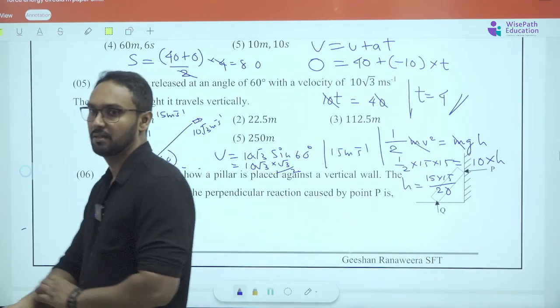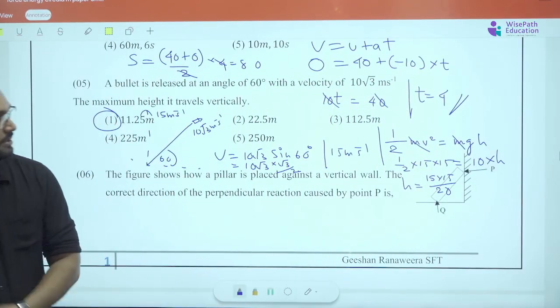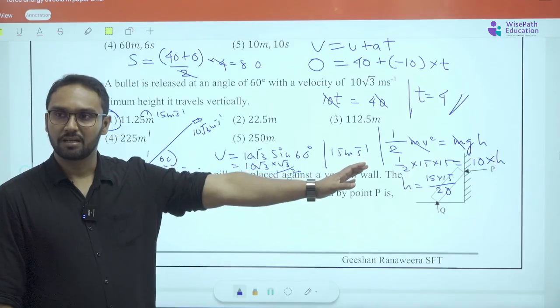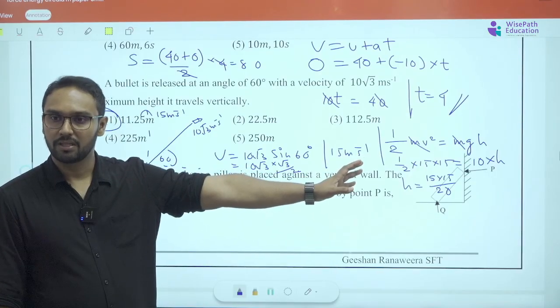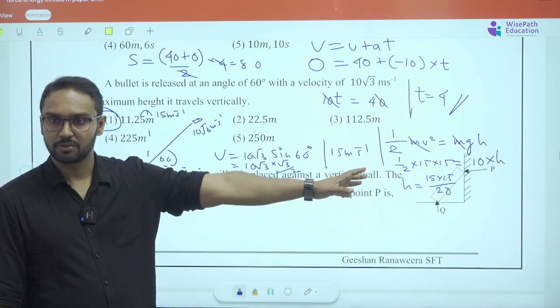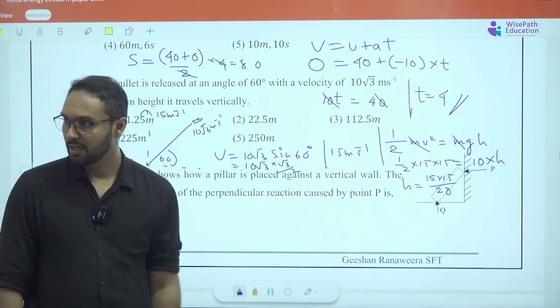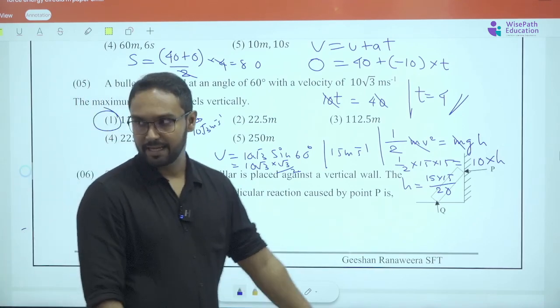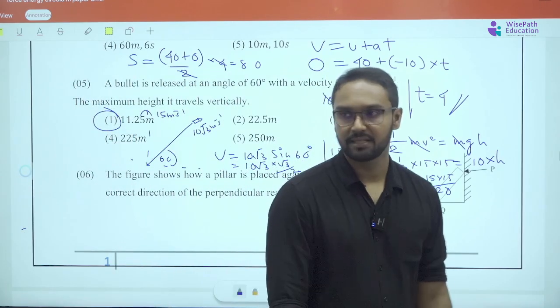You can either put a linear equation, something like (u plus v) over 2 into t, or v square equals u square plus 2as, an equation like that.